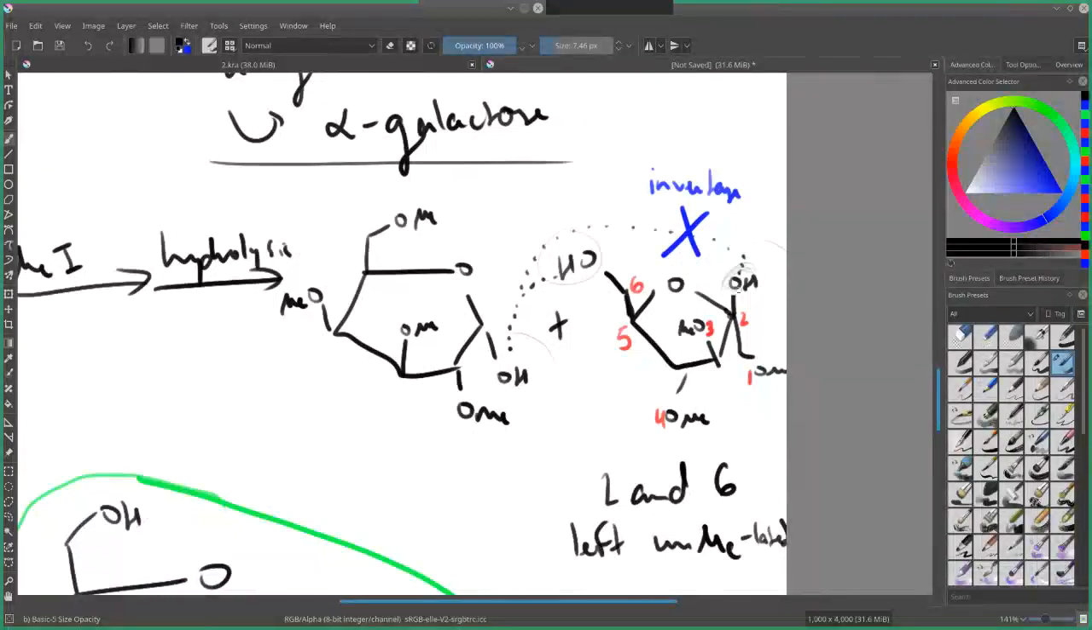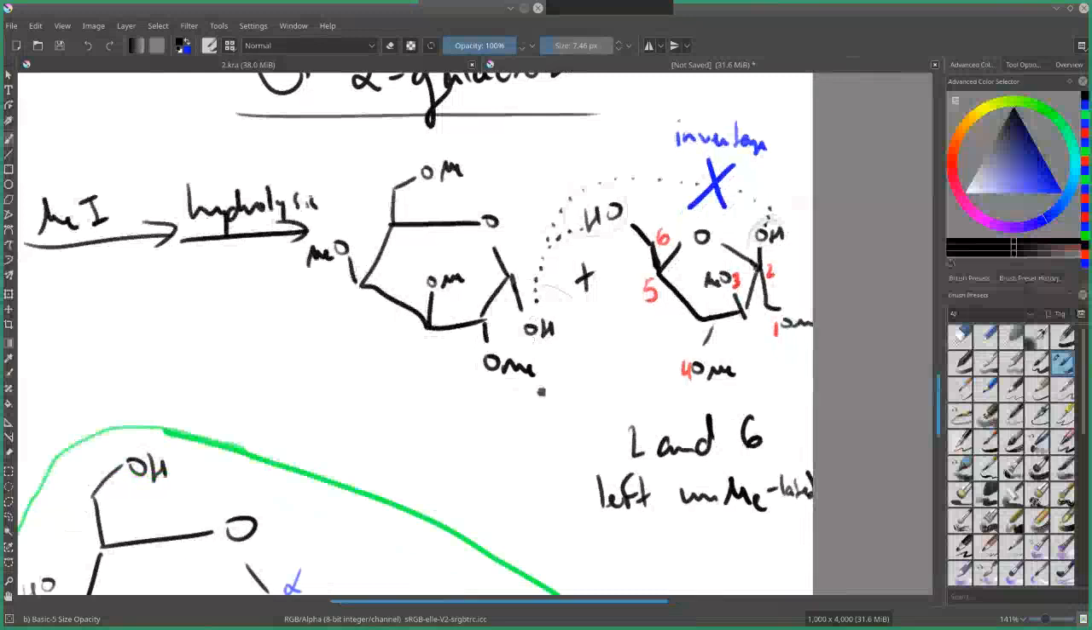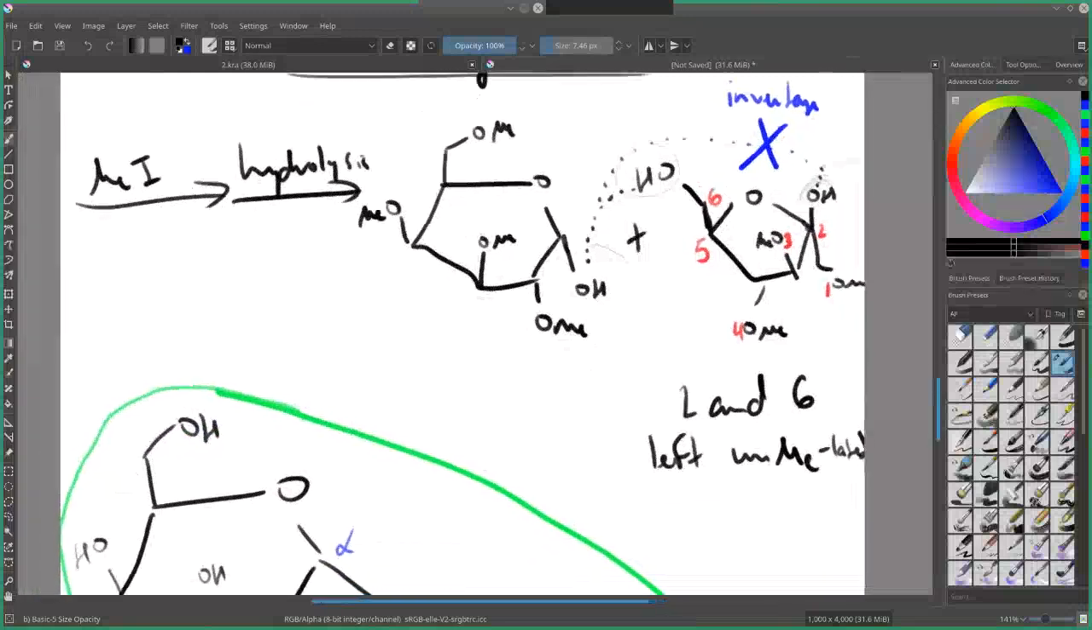The alternative is also that they told us it's a reducing sugar, and we know that one of the anomeric carbons has to be open. So we know from the alpha galactosidase that the one on the galactose is not open, so the other one has to be open. That's the other way to look at it.